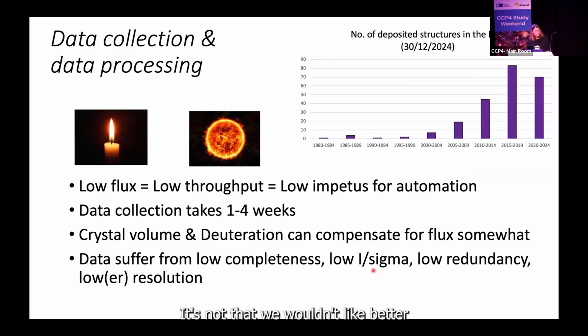It's not that we wouldn't like better data, it's that there is not enough time to do it. And you hardly ever have a chance to repeat anything. You may get one chance for one particular mutant or one particular structure, and then you have to do the best you can with the data you do have.